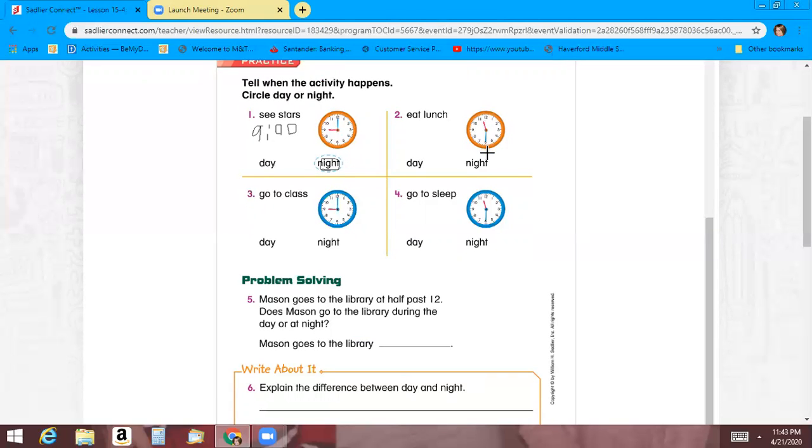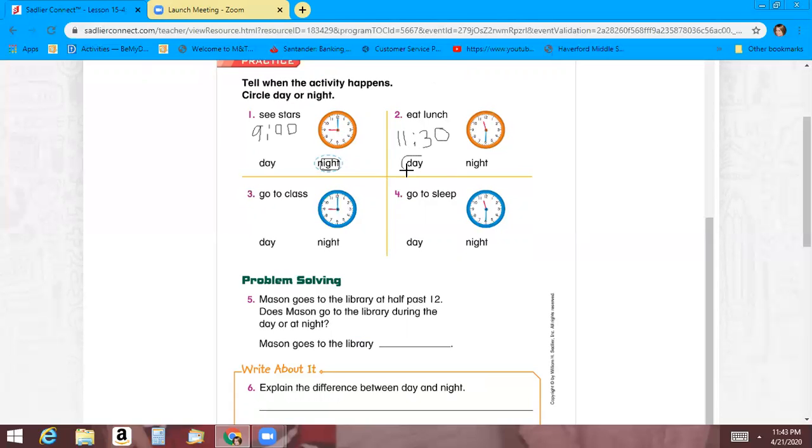For number 2, first let's look at the time. Our minute hand, that long minute hand, is on the 6, and the hour hand is between the 11 and 12. So it's half past the 11. So we know when something's half past the hour, it's 11:30. So eating lunch, would that happen during the day, 11:30 during the day, or 11:30 at night?